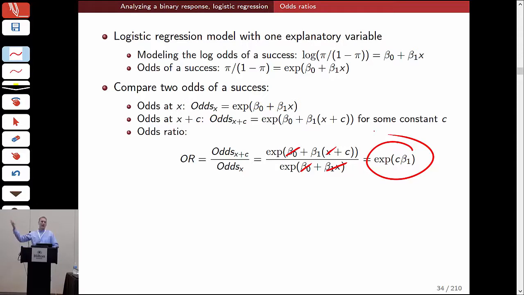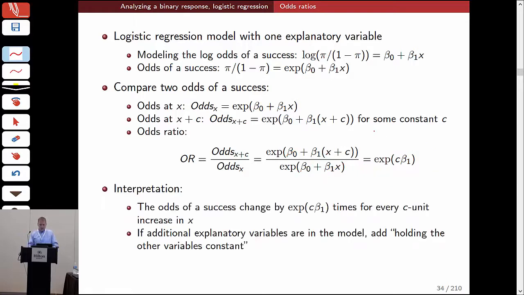So it doesn't matter, relating to the placekicking example, if you're starting with a distance of 20 yards, 30 yards, 40 yards, or 31 yards, it doesn't matter. x disappears. The only thing that matters is, what is c? What is that change in x? What is a change in distance? This is why people like to use logistic regression, because of this nice little simplification.